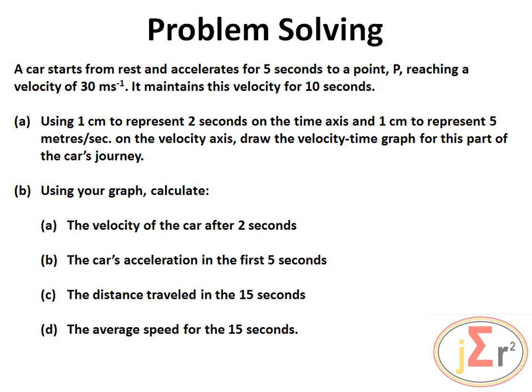Using 1 centimeter to represent 2 seconds on the time axis, and 1 centimeter to represent 5 meters per second on the velocity axis, draw the velocity time graph for this part of the car's journey. Using your graph, calculate the velocity of the car after 2 seconds, the car's acceleration in the first 5 seconds, the distance traveled in the 15 seconds, and of course the average speed for the 15 seconds.